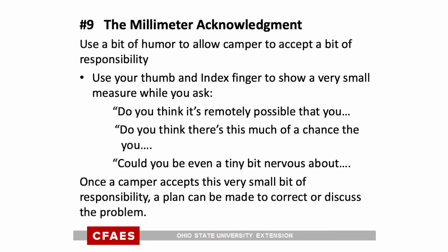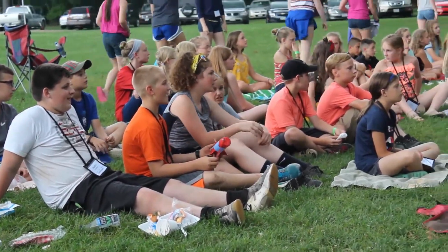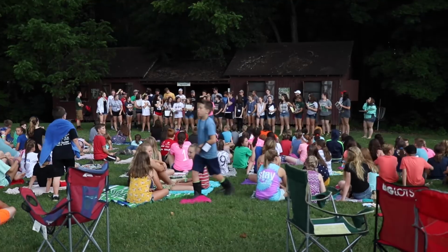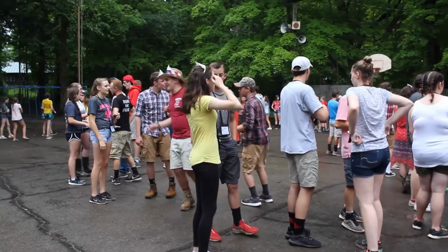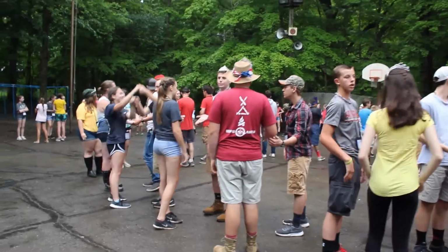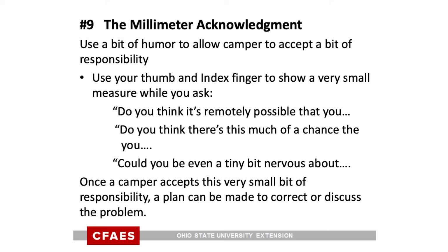Strategy number 9 is the millimeter acknowledgement. Campers are often reluctant to accept any responsibility for poor choices or inappropriate actions. The millimeter acknowledgement allows them to admit just a little bit of responsibility. It uses a bit of humor to break through a defensive stance. I've seen counselors use this strategy really effectively.